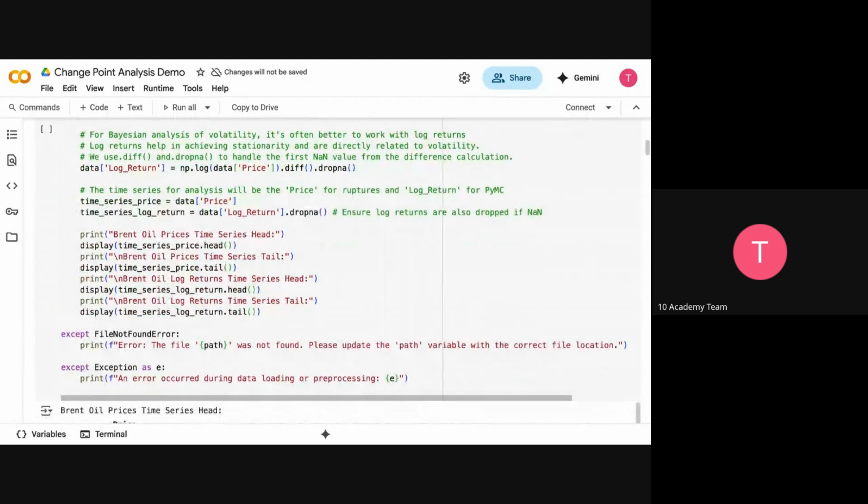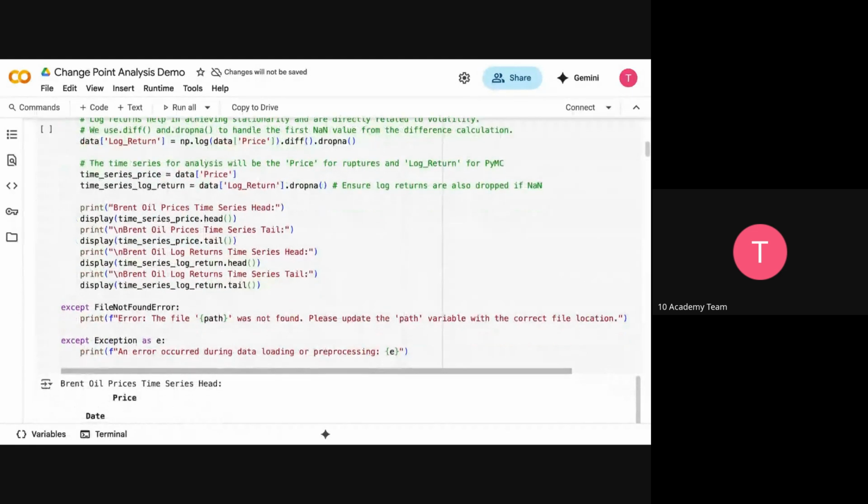But for using this, I'm going to be using this for the Bayesian, so for the PyMC. But for the other one, I'm going to use the real data. So I'm going to have the time series price for using the rupture method. I'm going to use the real price. And for the Bayesian method, I'm going to use the log return.